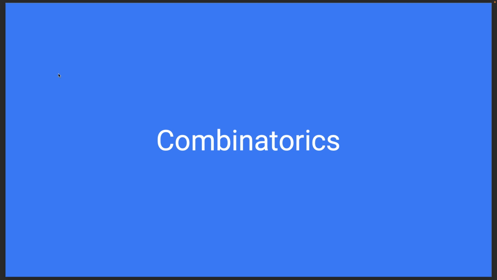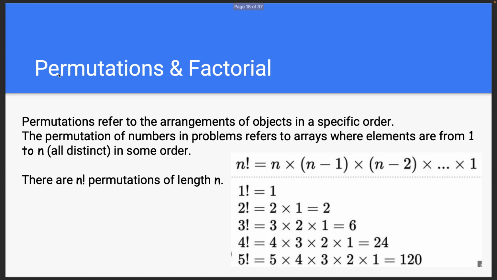Okay, combinatorics. Combinatorics is generally about counting the number of ways of something. So it's more about counting, and I think graphs in mathematics are a part of combinatorics. But generally we discuss calculating many things. Okay, first thing: permutations and factorials.